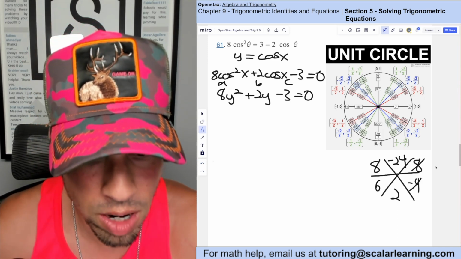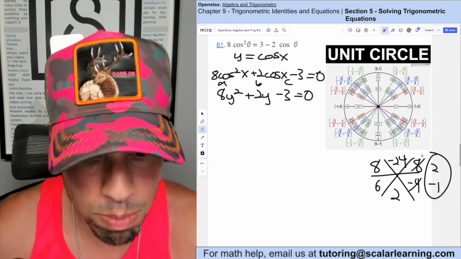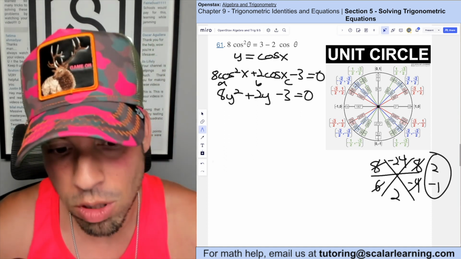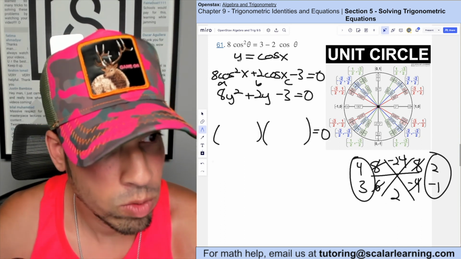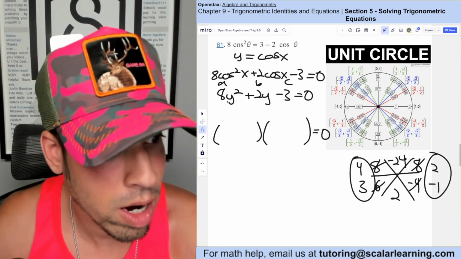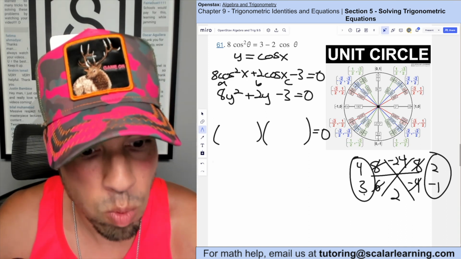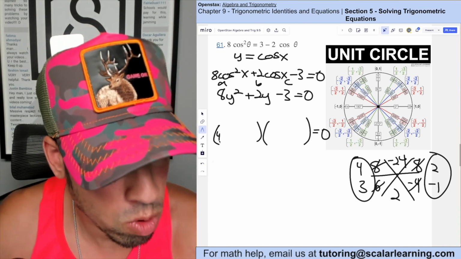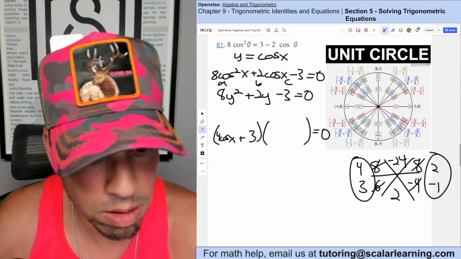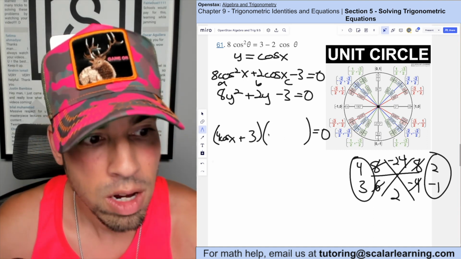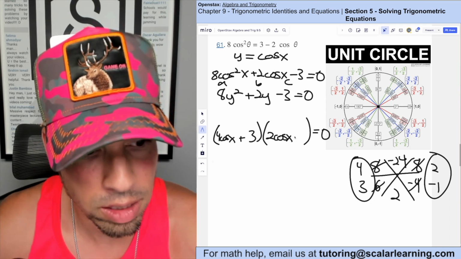Now I reduce like a fraction. That's 2 and negative 1. Boom. Both of those are divided by 2, and we get 4 and 3, boom. And then now as we factor, I'm going to replace the cosine x back in for y. So it would be 4y plus 3. Now it's going to be 4 cosine x plus 3. Top goes with cosine, bottom number is the standalone constant. And then we have 2 cosine x minus 1.